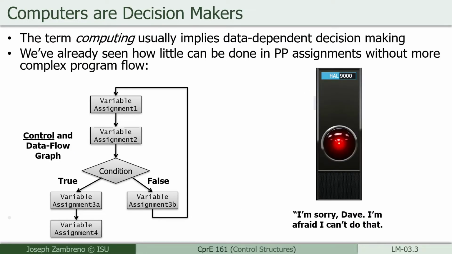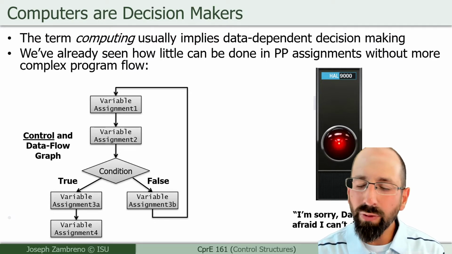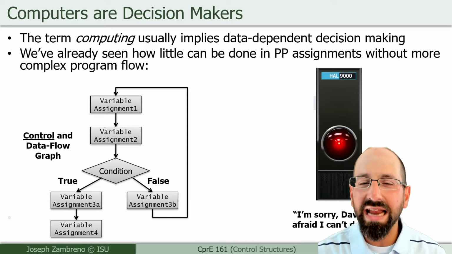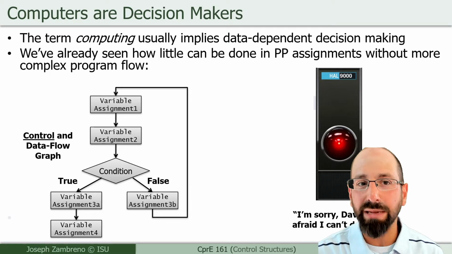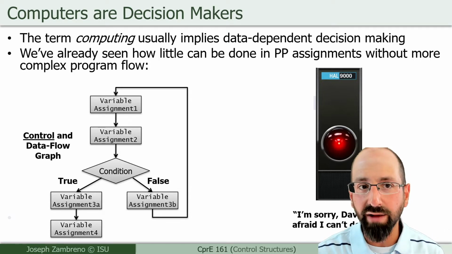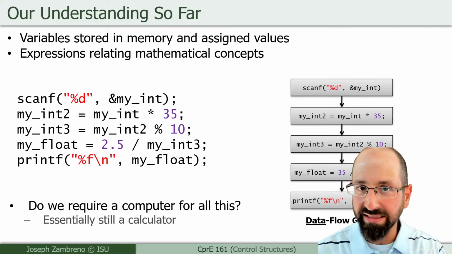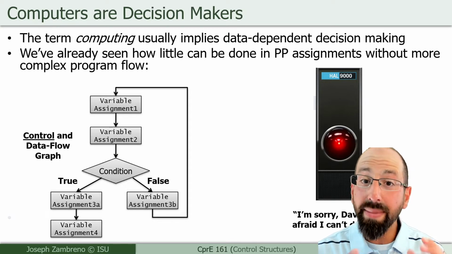Because what computers are good at, and what the term computation or computing usually implies, is some sort of data dependent decision making. And we've already kind of seen, even in the first couple of programming practice assignments, we're limited in how much we can do without having more complex control flow inside our programs. So this diagram here on the left is showing an example of a so-called control and data flow graph, where it's not just this linear flow from top down of read in data, process data, spit out data.